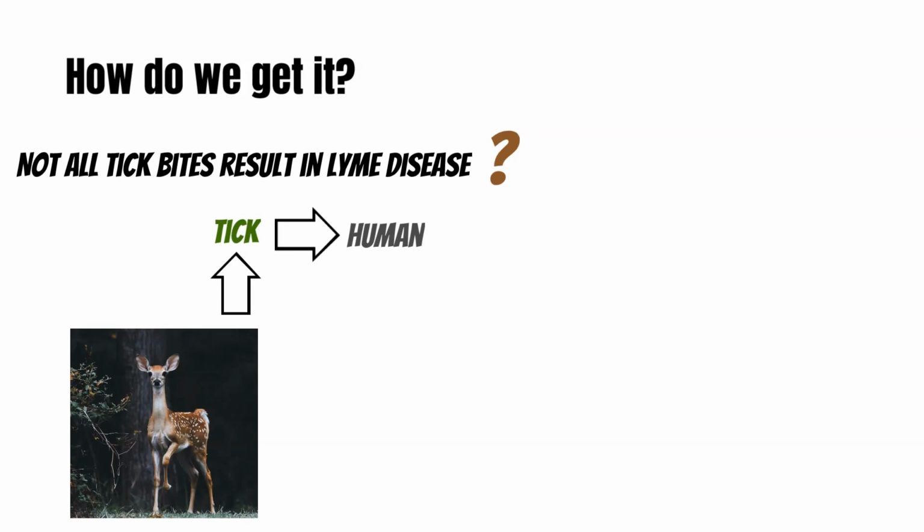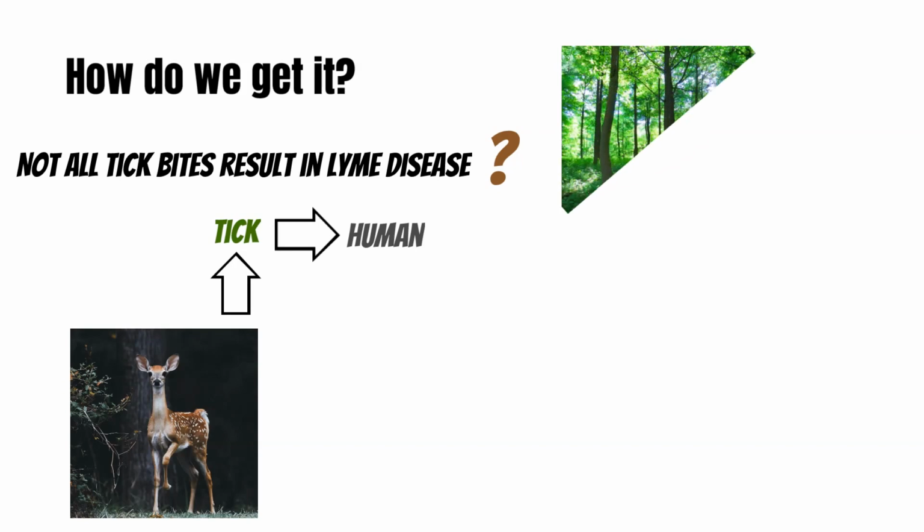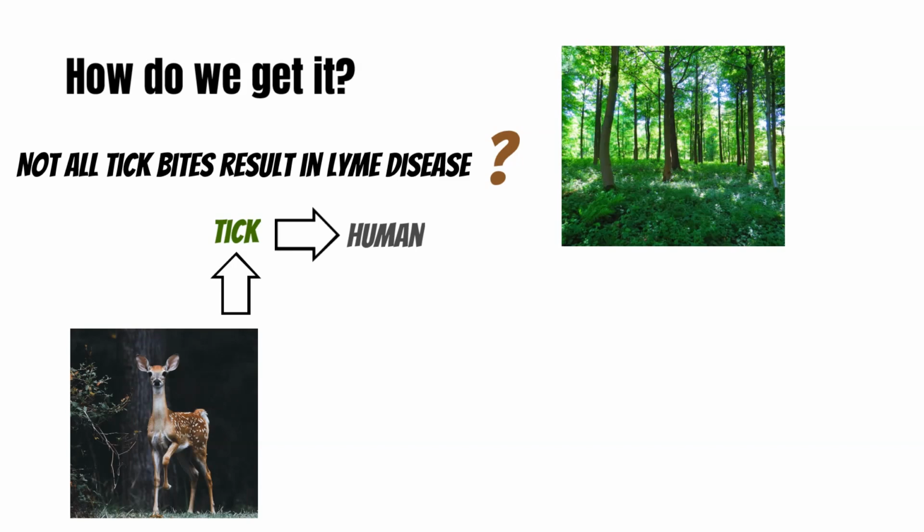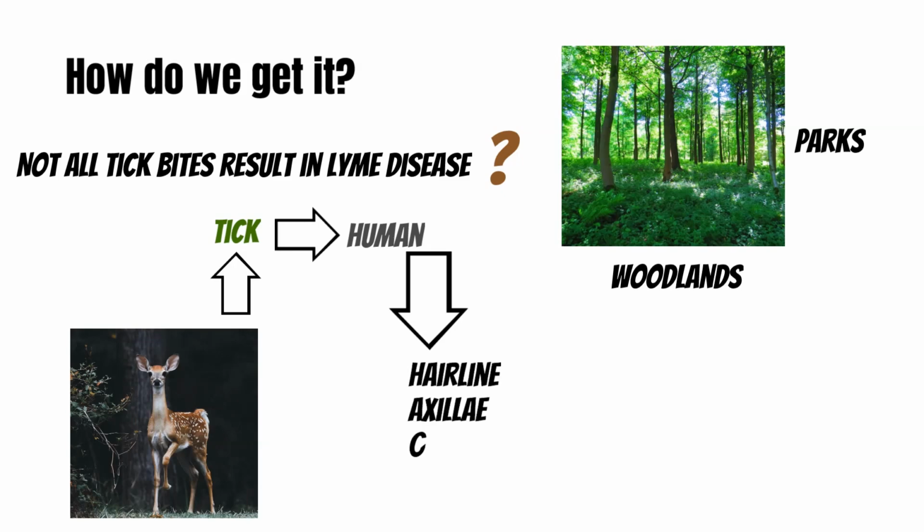And where are we actually getting this from? So you may have guessed it, right? So it's woodlands. That's where the tick can be located. But it can also be in parks and things like that. So these are the areas where a human can brush past a tick, and then the Lyme disease finds a new human host. The tick then can find a nice warm spot on the skin and give you a little bite.